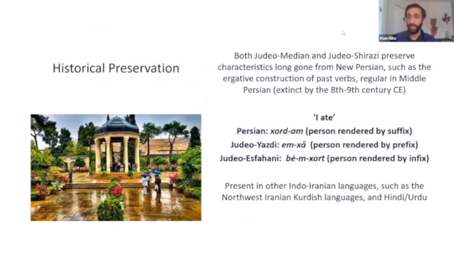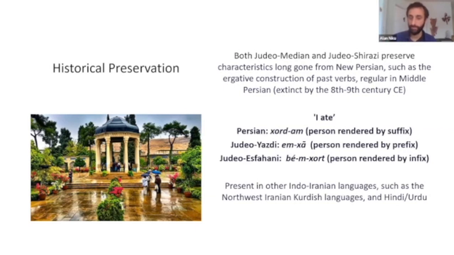So both Judeo-Median and Judeo-Shirazi, they both preserve characteristics long gone from New Persian, which is about 1,200 years old. These languages preserve things from before that. They preserve things like the ergative construction of past verbs, which is a kind of complicated linguistic thing, but I have one example here. So the phrase I ate in Persian is khordam. Khord means eat, and am is a suffix that means I did it, right?